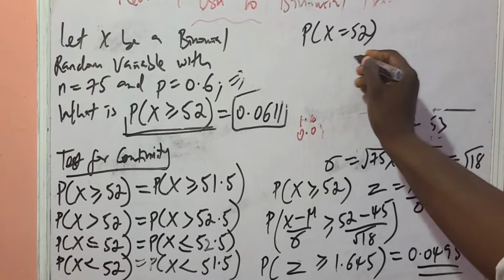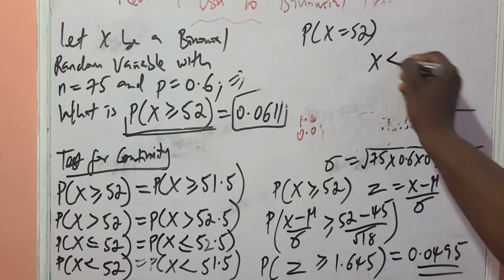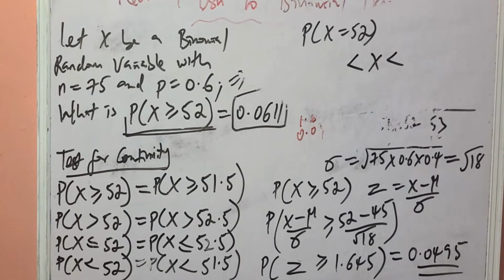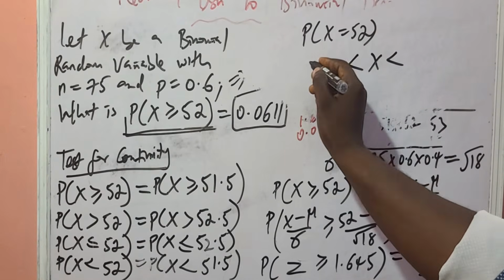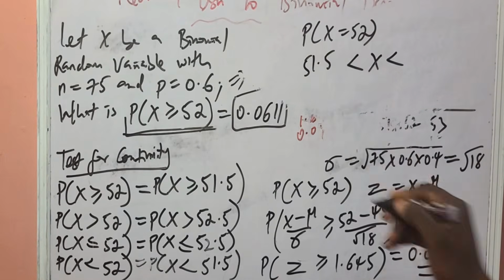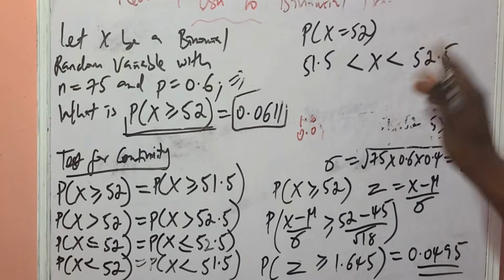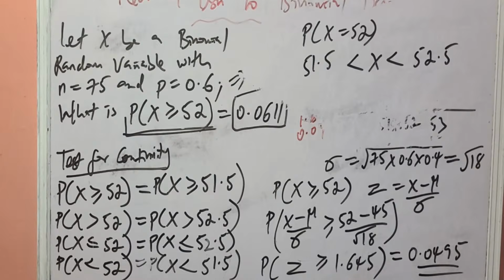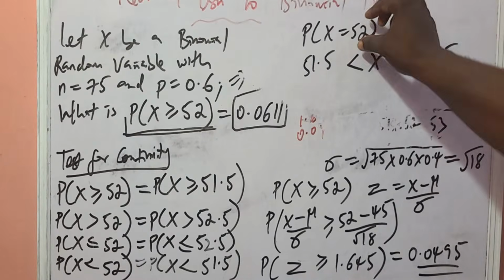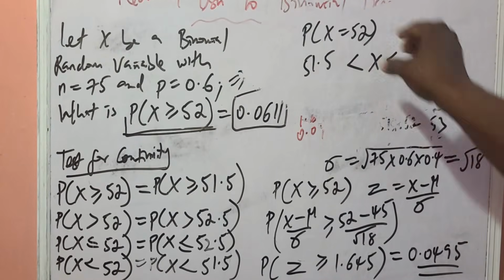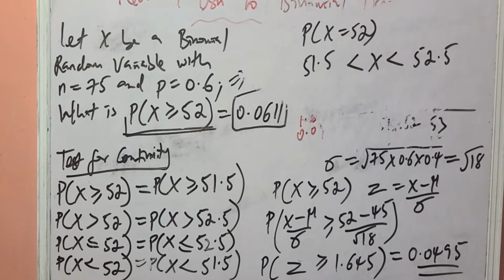Now look at what you're going to do. You're going to subtract 0.5. So if you're having 51.5, then you'll be having 52.5. In this case now, you see that the area you are talking about will cover all of it, will touch 52 properly. Between 51.5 to 52.5 is where you're going to be using. So this is what you're going to be solving.